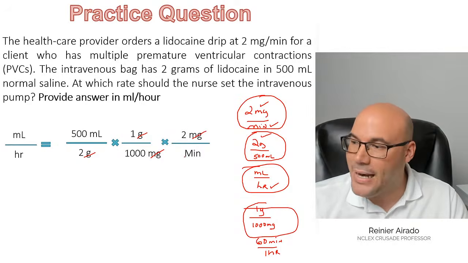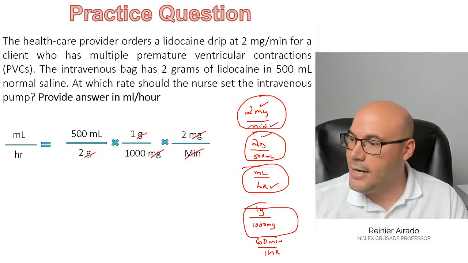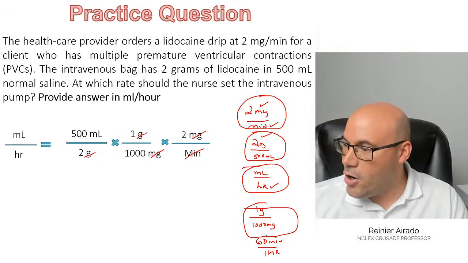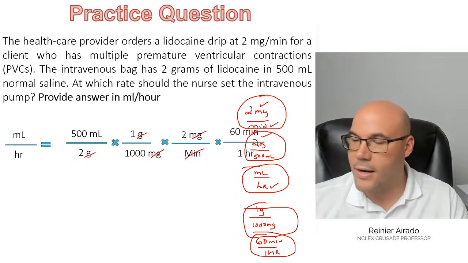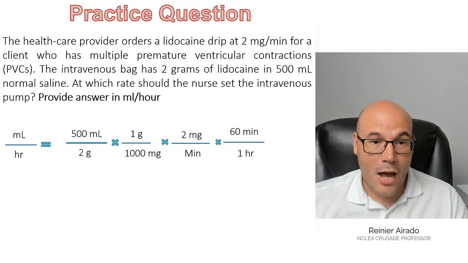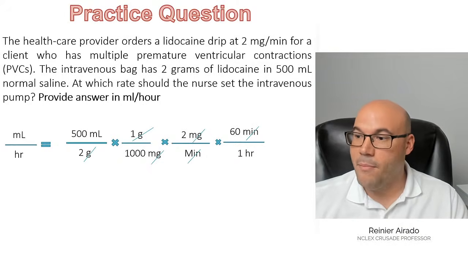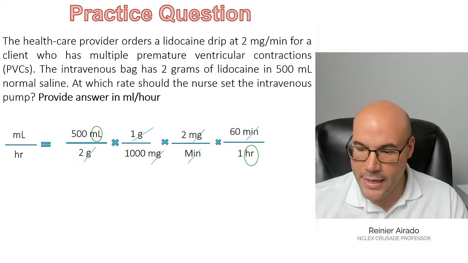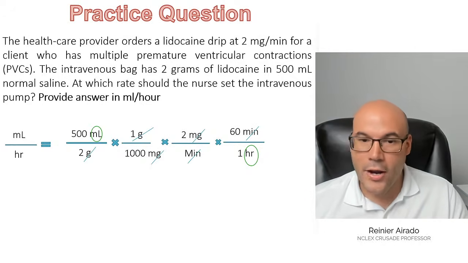I need to cancel minute. How do I cancel minute? I put minute in the next fraction in the numerator. I'm going to use the other conversion factor, 60 minutes over 1 hour. Okay? So now we can cancel grams, we can cancel milligrams, we can cancel minutes, and what are we left with? Milliliters in the numerator and hour in the denominator. This is what's telling you that you are on the right track.